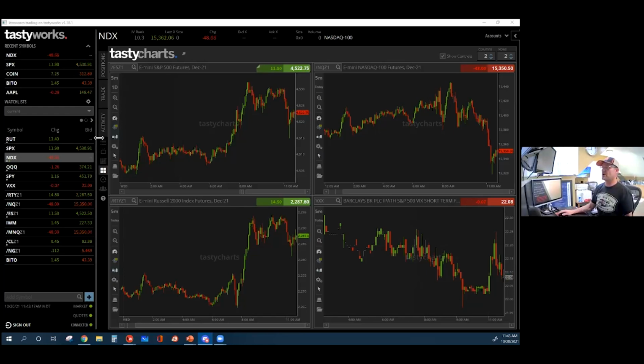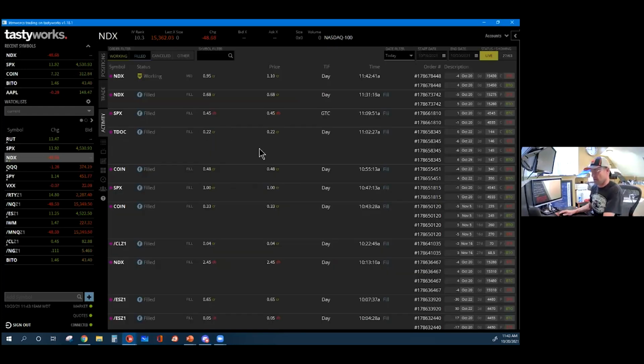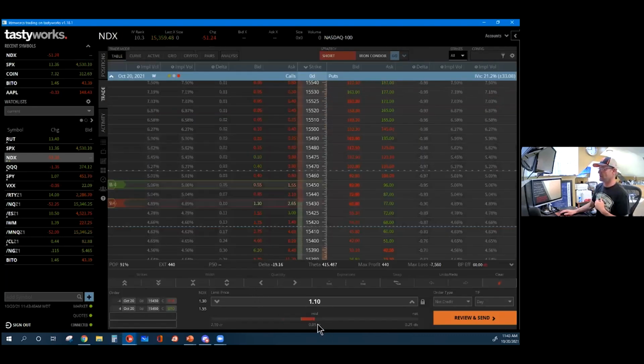Okay, working on a call leg right now on our current version of our NDX trade. 15,430s by 15,450s. A little bit different spread than what we had. This is a $20 spread here, and we had a $15 spread on the put side. So a little bit fewer contracts, 4 contracts versus 5 contracts is what I'm looking at here. Haven't gotten a fill yet. Let's see what we can do fill-wise here.